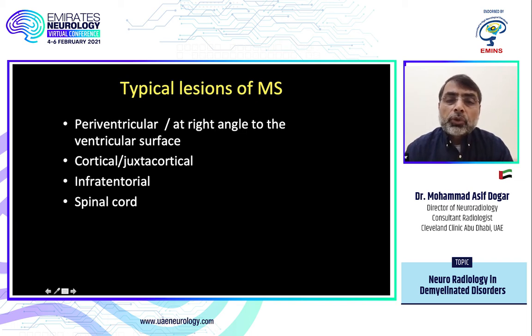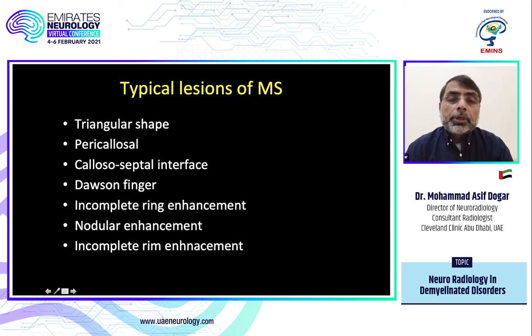These are periventricular, usually at right angle to the ventricular surface. These can be cortical or juxtacortical, infratentorial, or in the spinal cord. The typical lesions are triangular in shape. They can be pericallosal, and along the callososeptal interface. They can have a Dawson finger appearance, incomplete ring enhancement, or nodular enhancement.